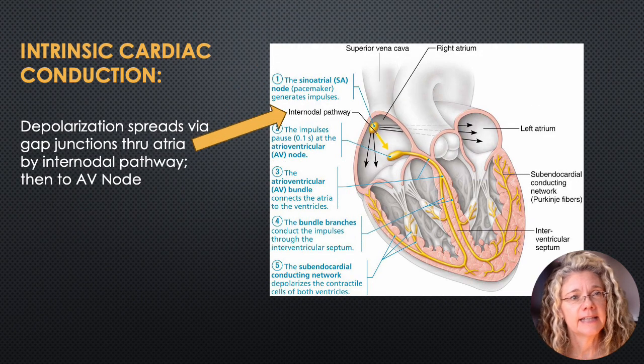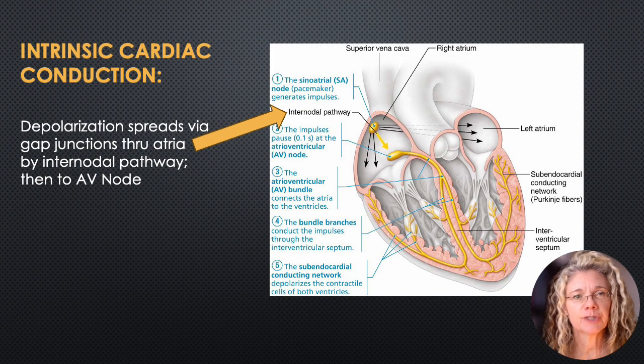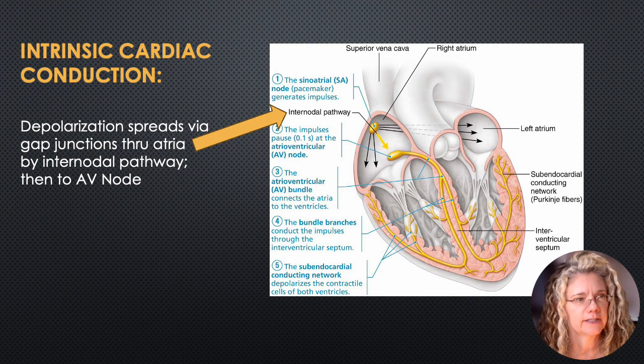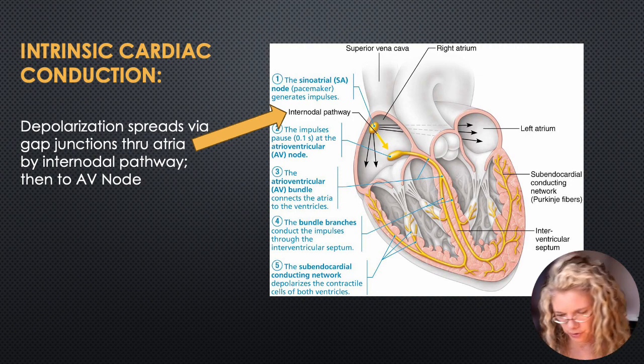Then, as depolarization is going to spread throughout both of the atria, there are internodal pathways. So gap junctions are taking these electrical impulses all the way across the base of the heart through that internodal pathway.